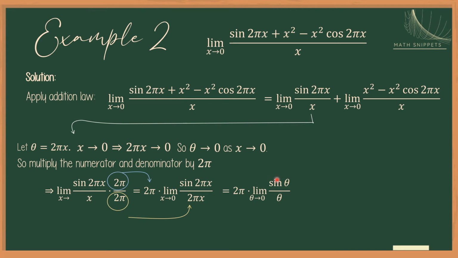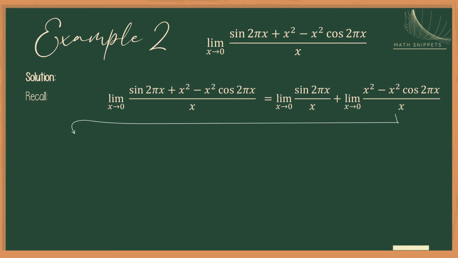We know that the limit of sine of theta over theta as theta approaches 0 is just equal to 1. So we say 2 pi times 1 is equal to 2 pi. So therefore, the limit of sine of 2 pi x over x as x approaches 0 is equal to 2 pi. Now we're not done yet. We only did the first addend.